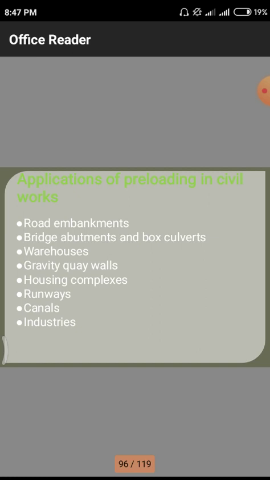Why? Because of urbanization we are having a smaller quantity of area, and a huge number of people have to stay in that limited area, so we have to employ these high rise structures. These housing complexes belong to these high rise structures. For those structures we need to use these preloading techniques.